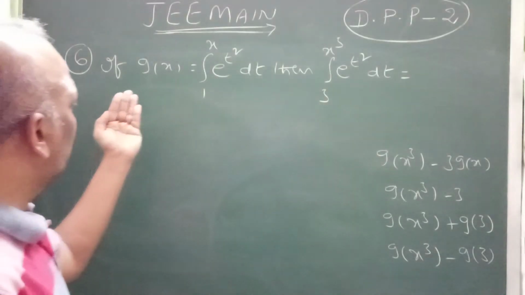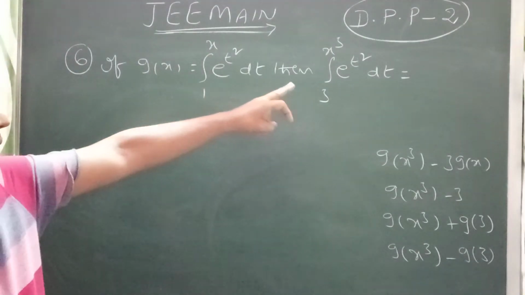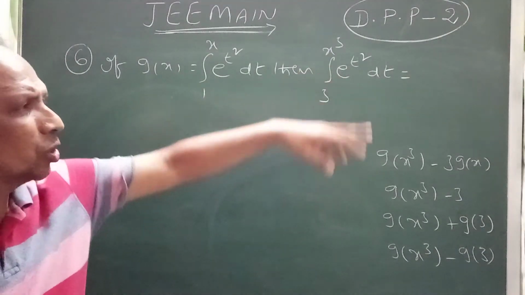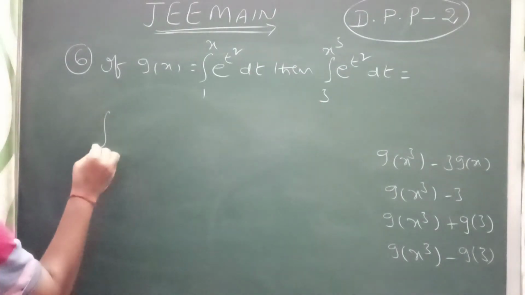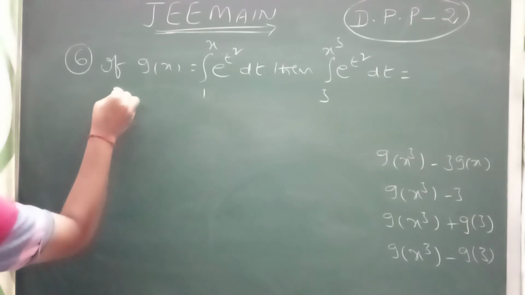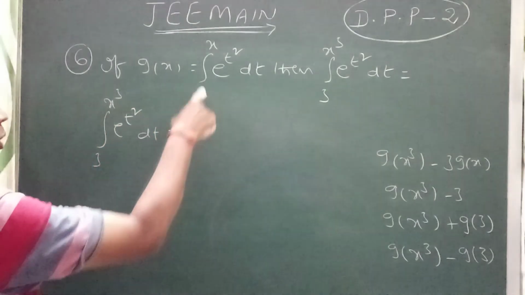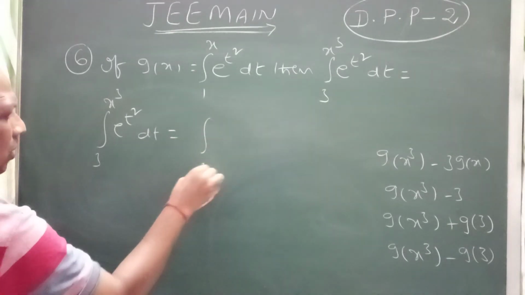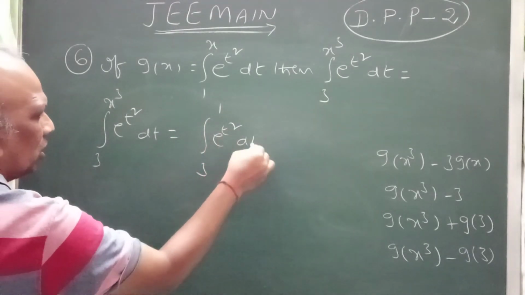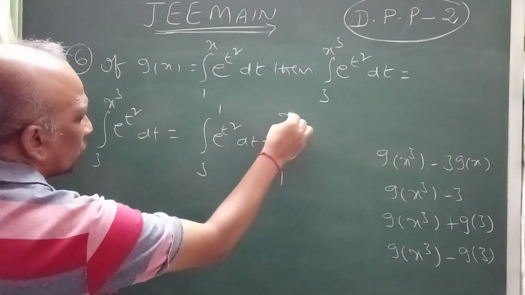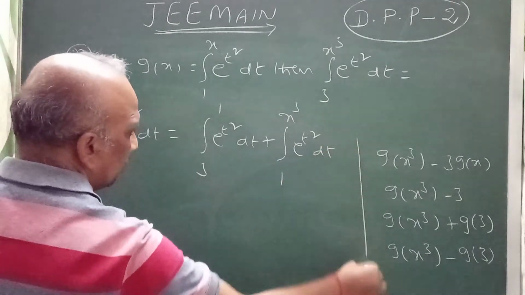Now see in this problem, g of x is equal to integral 1 to x e power t square dt. They are asking integral 3 to x cube e power t square dt. So you take this one, integral 3 to x cube e power t square dt. We know 1 to x, I can split this as 3 to 1 e power t square dt plus 1 to x cube e power t square dt.